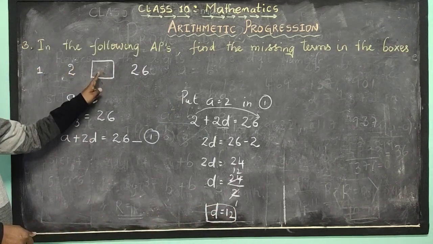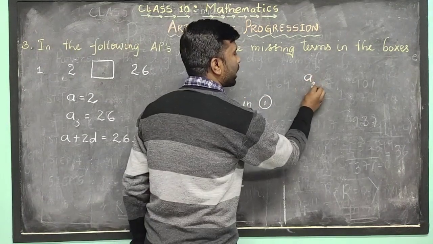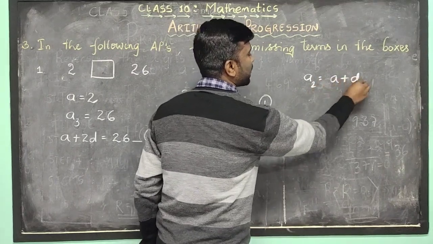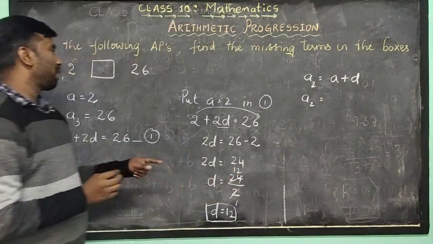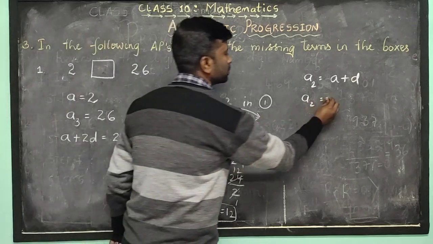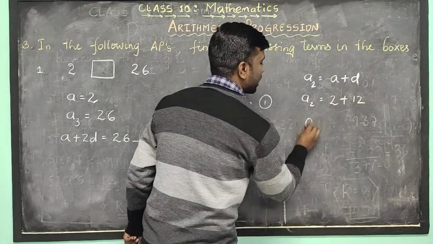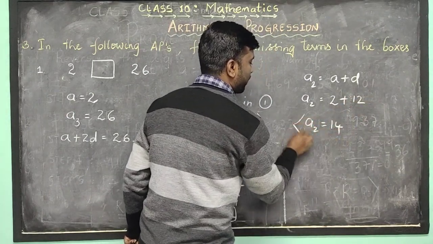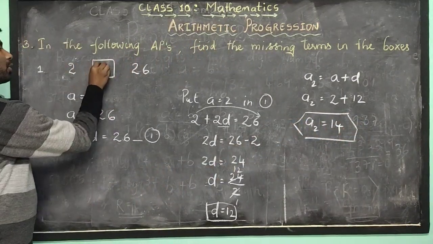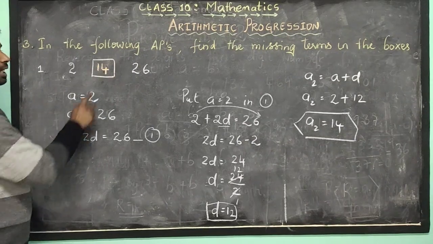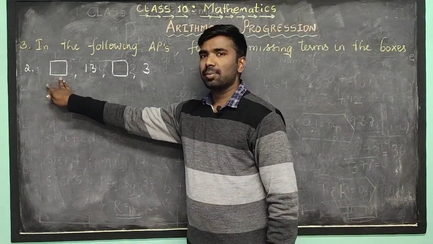Now we should find out the second term, that is the missing box, given by A2. So A2 equals what? A plus D. Now A2 equals, what is the value of A? The value of A is 2. Then the value of D is 12. We get A2 as 14. Therefore, A2 equals 14. The missing box is 14. It is the solution.